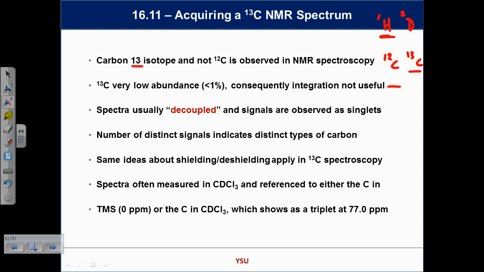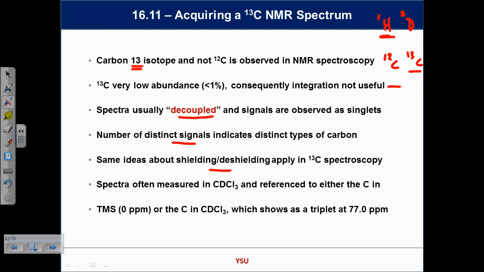We do see C13 and not C12. The scale is going to change. We'll talk about something called decoupled and coupled in a second to simplify these things. You do get splitting in C13, which can be a help or not. The number of signals, again, like it did for proton, it told you the number of types of proton. Here it will tell you the number of types of carbon. You put the two together, very powerful.